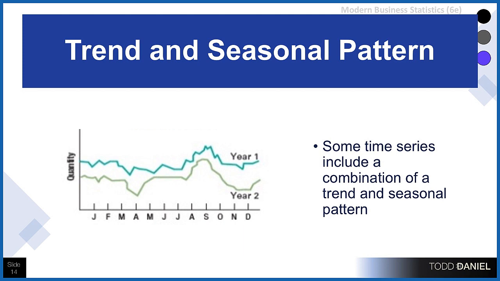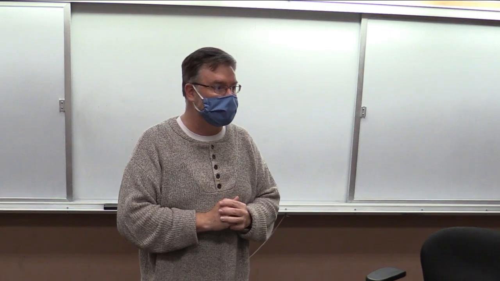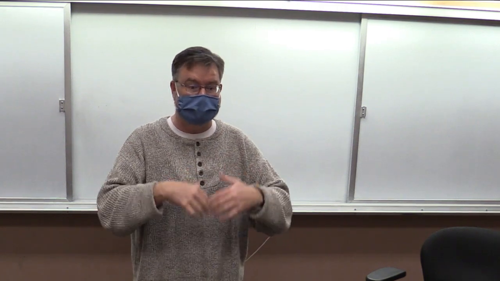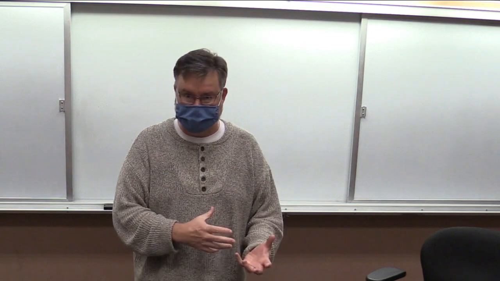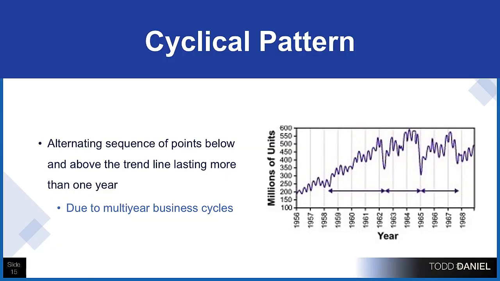Now, we could combine these last two, and then we get a trend and seasonal pattern. So now we're examining data within 1 year, but we're comparing them year over year. So there are certain times when it increases, but overall there is a trend where we have increasing sales over subsequent years, and we sell more in the summer and less in the winter. We're seeing both a trend and a seasonal pattern in those data.